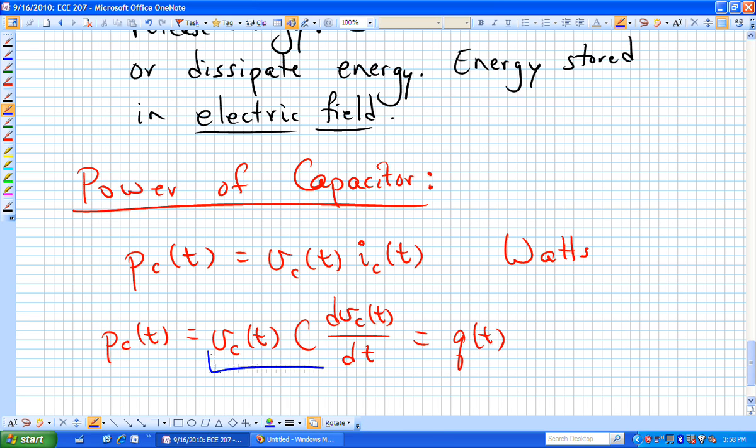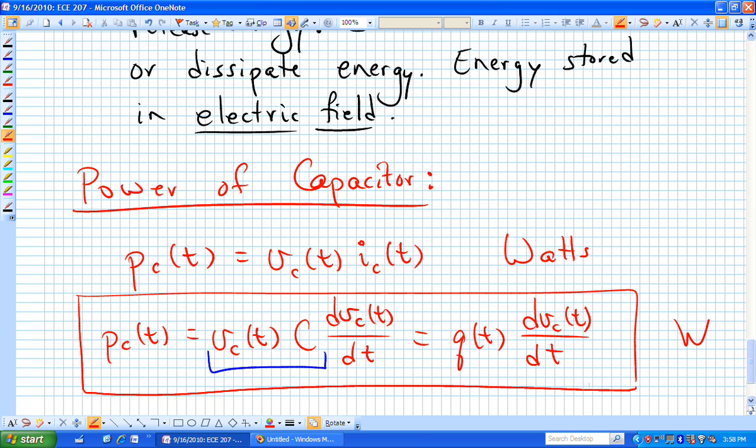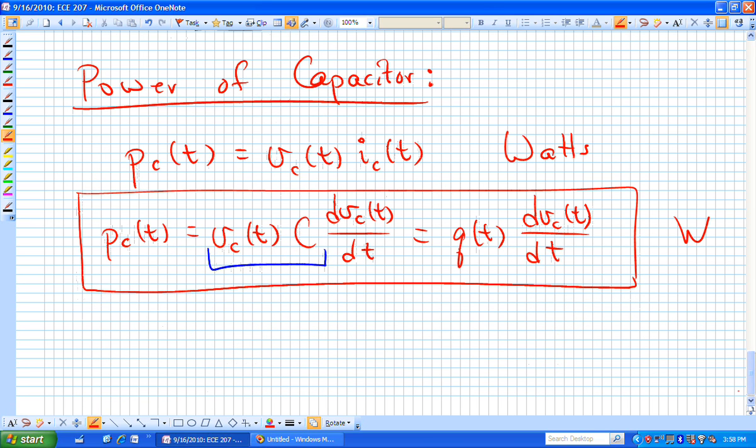Wasn't that just charge? And now we know that the charge on that capacitor times the time rate of change of the voltage across that capacitor will give us the power in that capacitor. Those are some useful formulas.